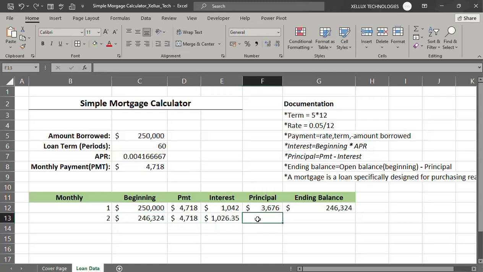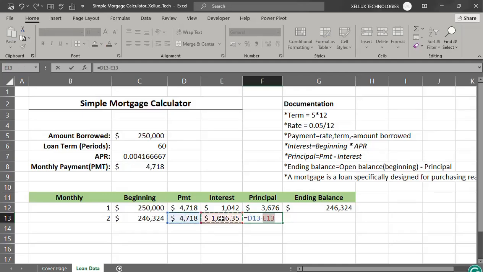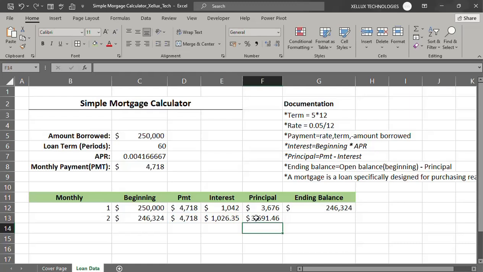Now I want to calculate our principal. As usual, when we calculate our principal, you just take your monthly payment minus your what? Your interest, and you press enter. Okay. So let me convert this to a whole number right now. Now how will you calculate your ending balance? I need to calculate your ending balance again. You just need to drag this down.